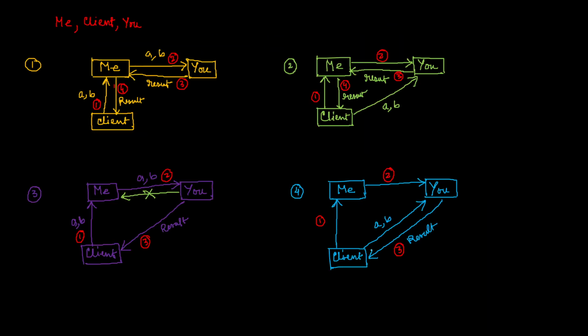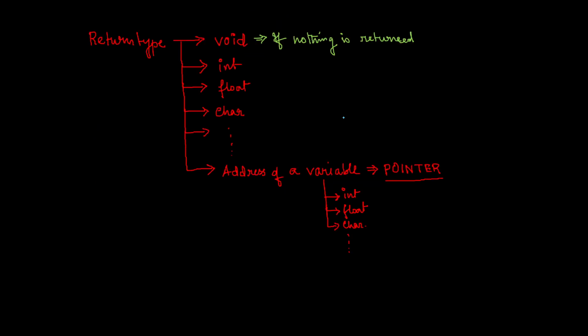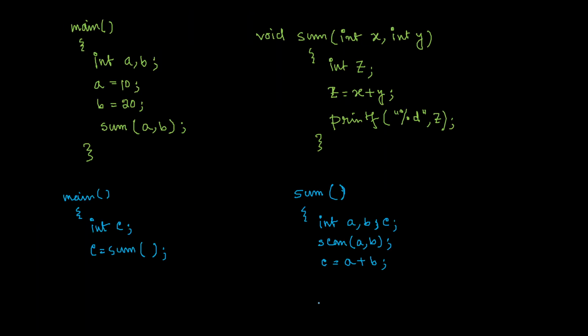And according to case number 2, you should return the result to me and then I will show it. So that means you must return C. And since you have returned it, you must write the corresponding data type of C, that is int. You cannot write void. And since you have returned it, now with the C of the main function, I can easily print the result in the C variable to the client.